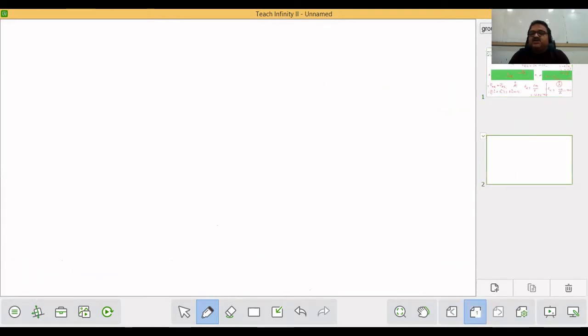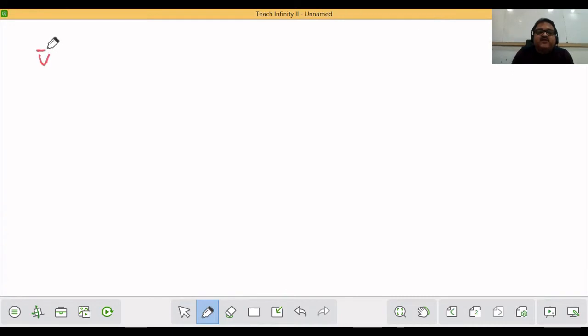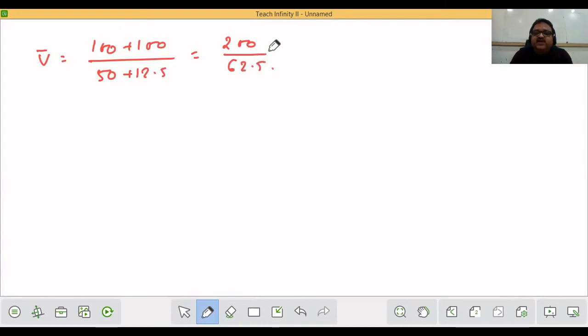So we can solve it very easily. How? Look at this. For average speed, V average is equal to total distance traveled, 100 upstream, 100 downstream, over 50 plus 12.5, that is 62.5. That means 200 divided by 62.5. Is it clear? And 200 divided by 62.5 would be what? You can calculate easily. It is a very simple calculation. It is only 3.2. Okay, it is 3.2. So this is the problem.